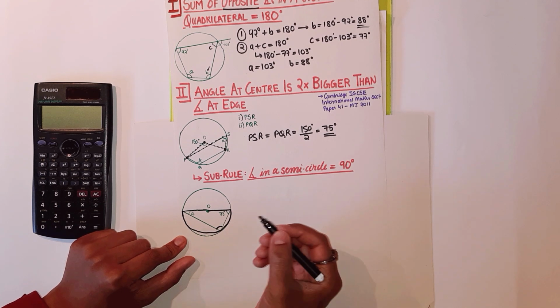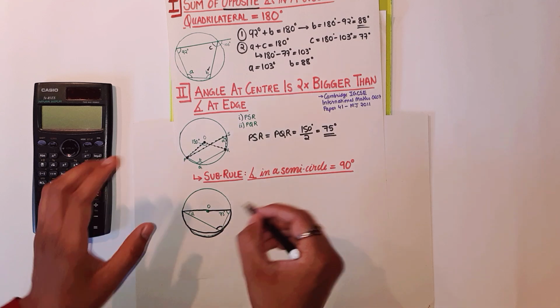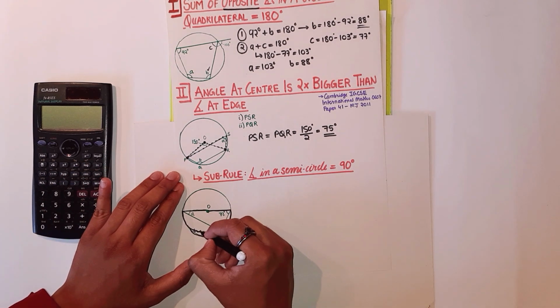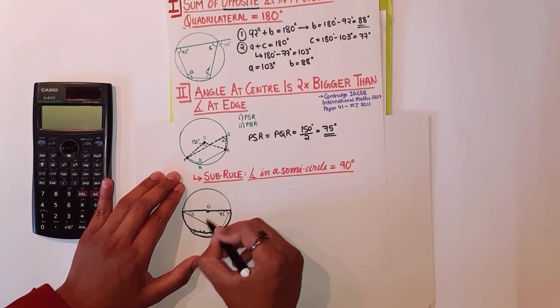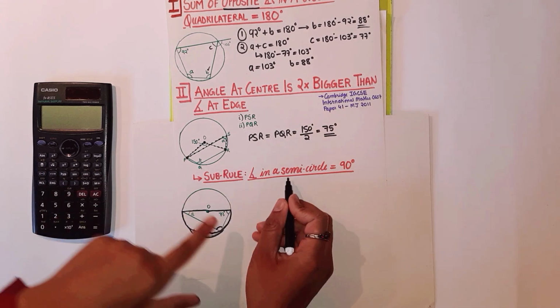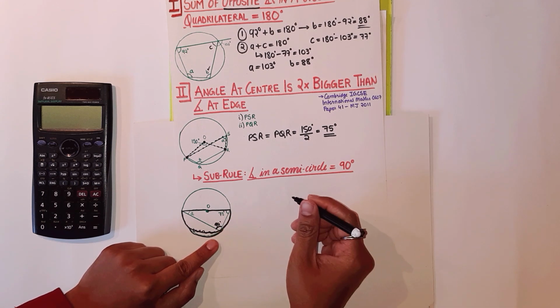Sorry, yeah, you know, this here. So that is the semicircle. Ignore this. This is also a semicircle, but we're not dealing with it. So we're looking at this semicircle. And the angle in the semicircle is 90 degrees. So this angle over here is 90 degrees.